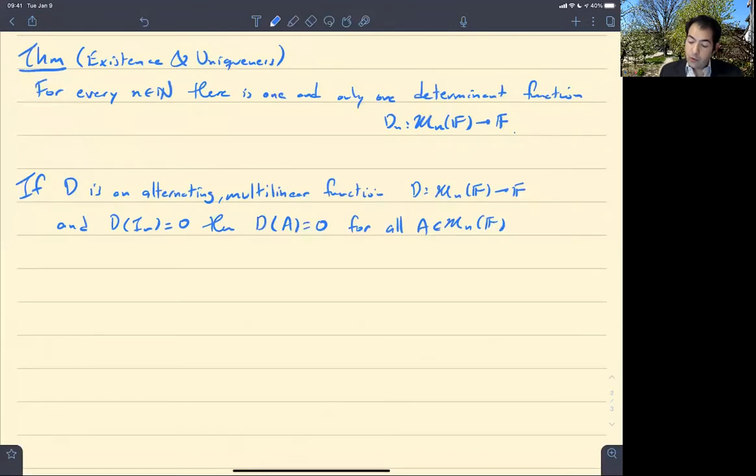So when I have D of a matrix, and that matrix has columns making up the standard basis in some order, then putting them in the usual order just costs me a sign. So what I end up with is if D vanishes for the identity matrix, then D vanishes for every matrix, as long as I know that D is alternating and multilinear.